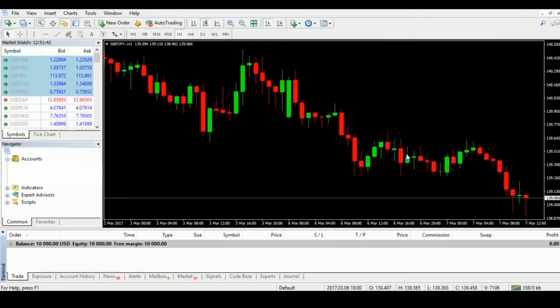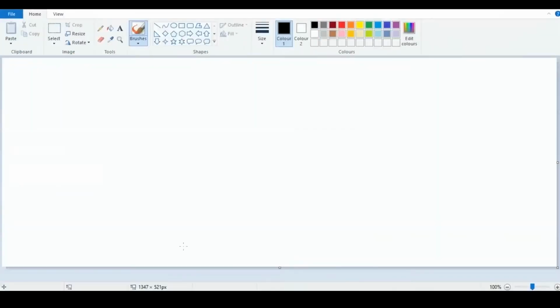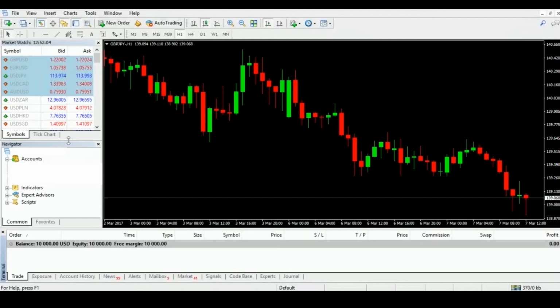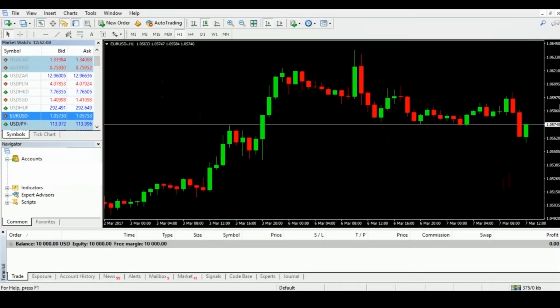Okay, now that you know how your chart works, let's get into how you actually make money, the exciting part. So, how this works is you have got price on this side, and price moves within points. As you can see, price is moving within points. So it moves up by 1, moves down by 1.